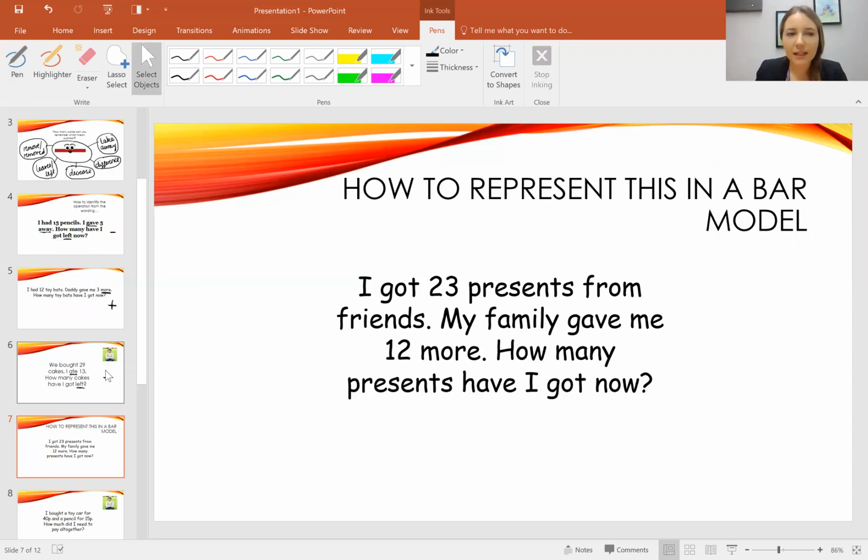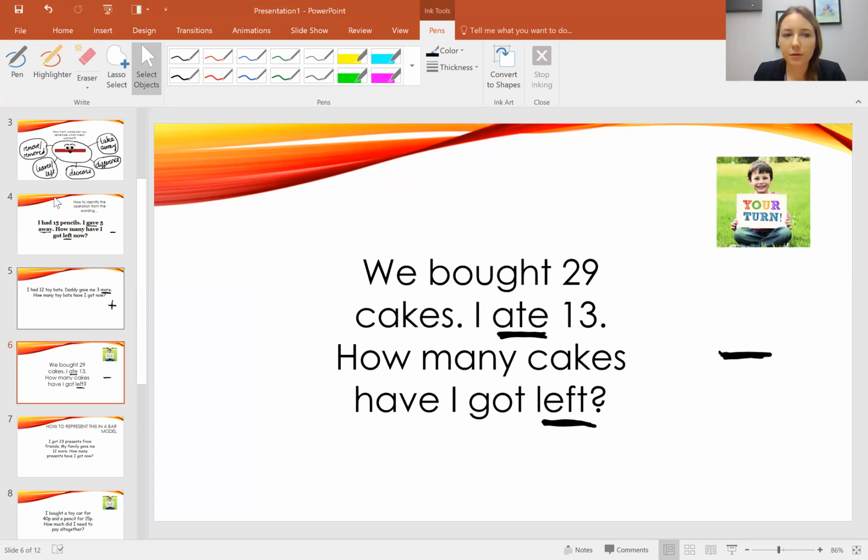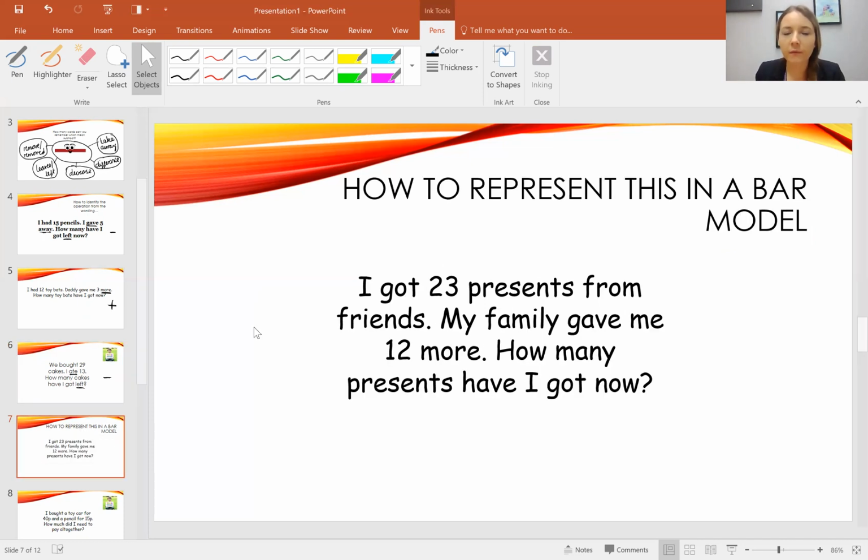Okay, so we can identify whether it's addition or subtraction using the words in the question. But another really good way to find out what you have to do to solve the problem is to represent it in a bar model. And this will be really useful to you as you go further up the school and the problems become more complicated. So it's a really good way to learn it now. So I'm going to show you how I'd represent a problem in a bar model.